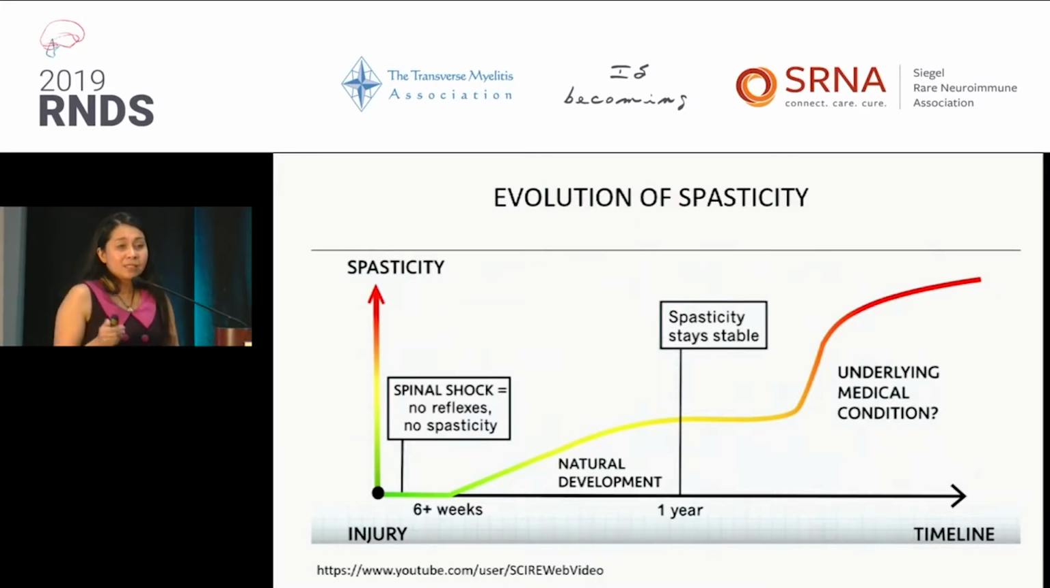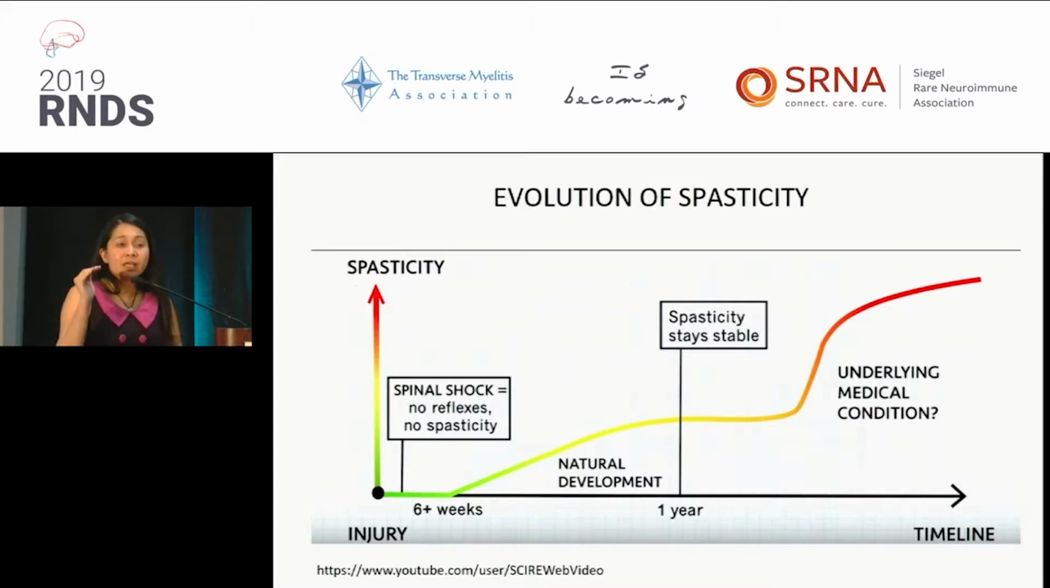Now, spasticity, the natural development: if you got your dysfunction at the level where you will most likely develop spasticity, the upper motor neuron I mentioned earlier, it will increase over time. It will increase over time, and then it will stabilize over time. That's the normal pattern. That's the normal evolution.